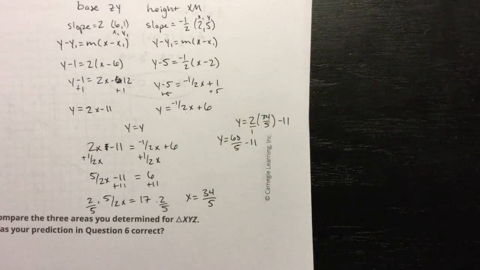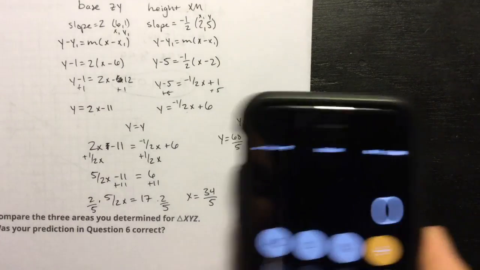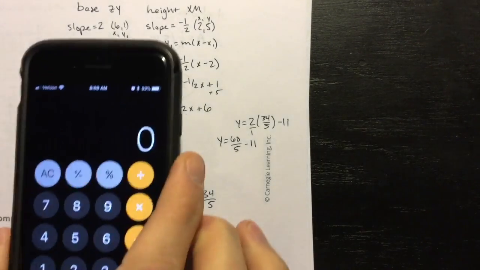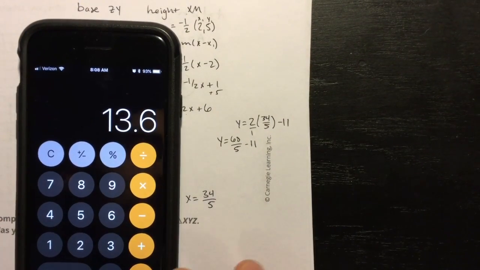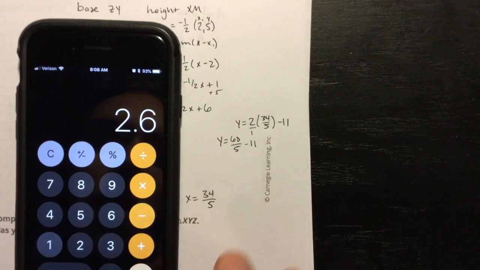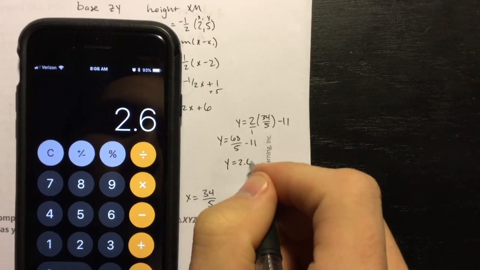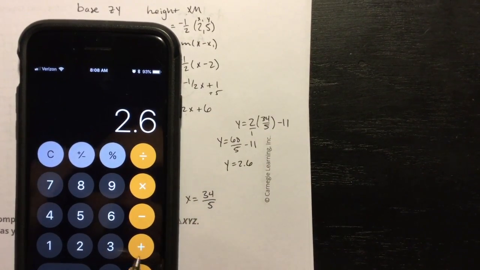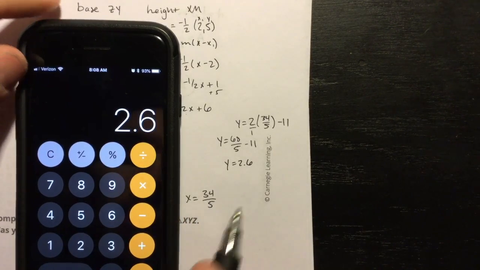Okay, and now I'm going to do some phone math. So 68 divided by 5, that's 68 fifths, minus 11. So 2.6, which would be some fraction, but just for the sake of leaving this and not converting it back, because my phone can't do that, I need to get a better calculator, we will leave it at 2.6.